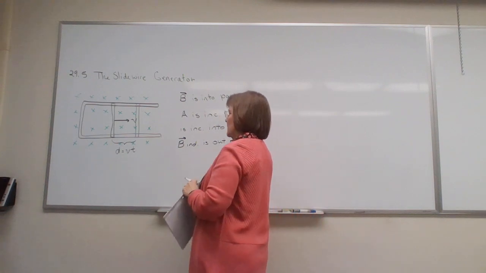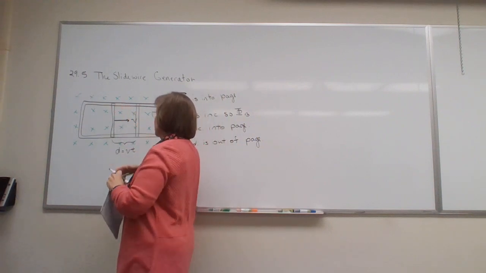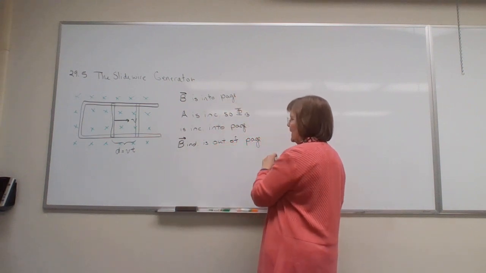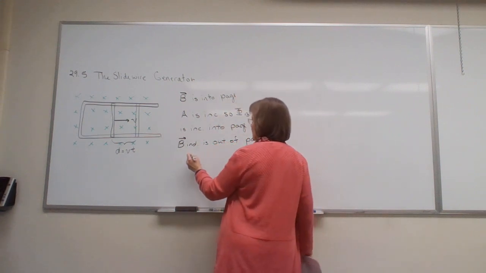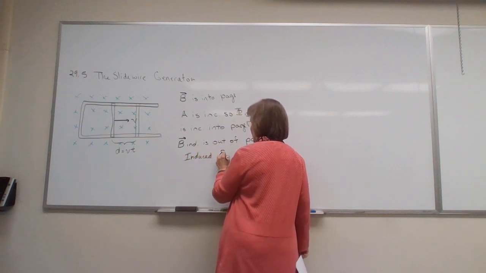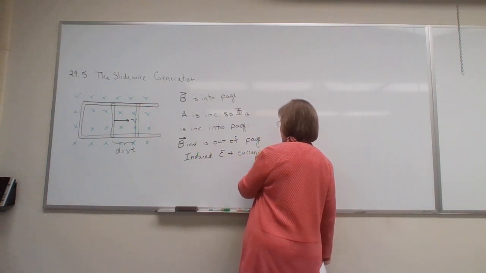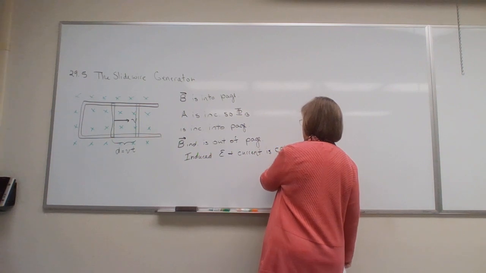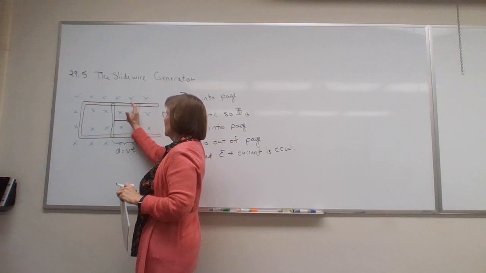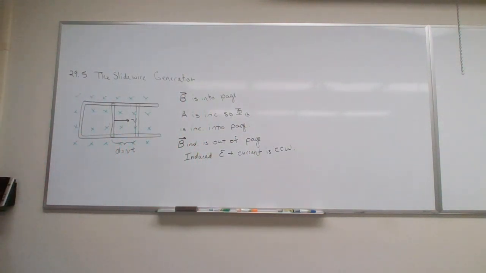If the induced B is out of the page, I take my right hand, and I can see that the current and the induced EMF are both going to be counterclockwise. I think I said clockwise, but I meant counterclockwise. I just put my thumb out of the board and rotate, and I can see that's going to make a counterclockwise current.